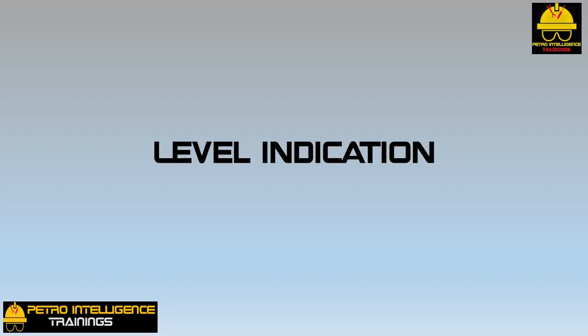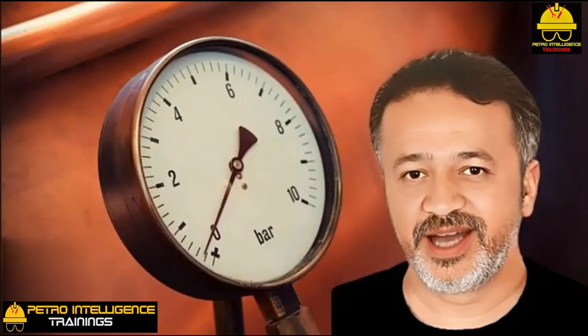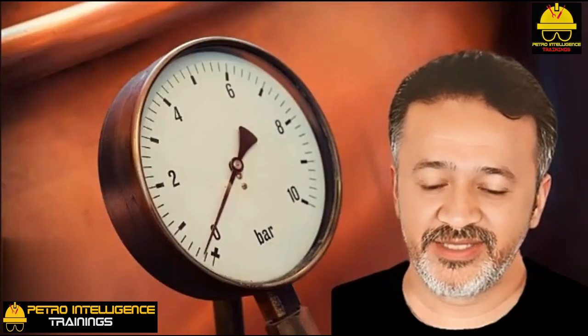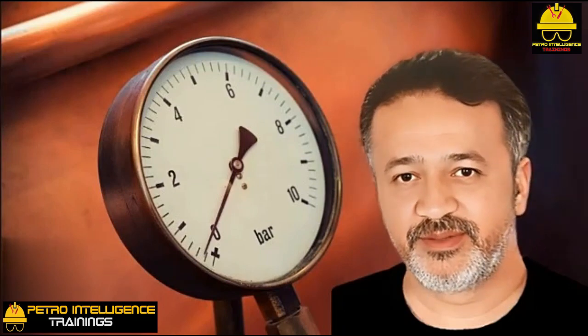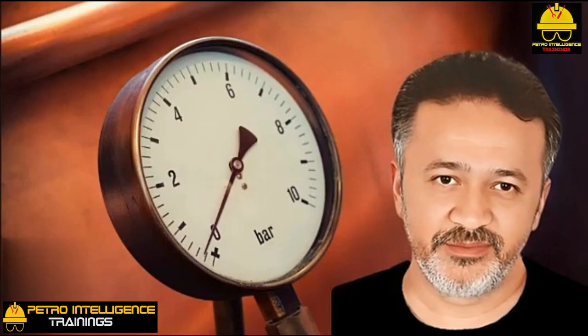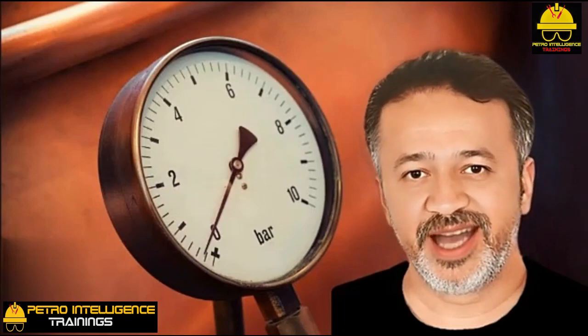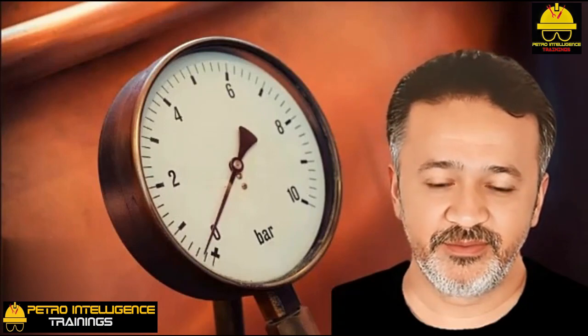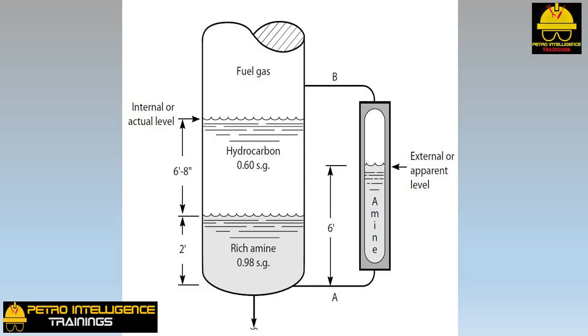Level indication. What is the difference between a gauge glass and a level glass? Simple. There is no such thing as a level glass. The liquid level shown in a gauge glass does not correspond to the level in a process vessel. This picture is a good example.